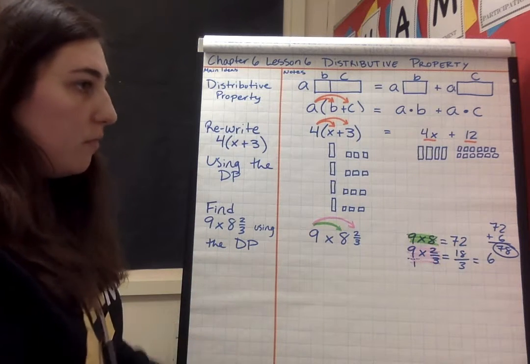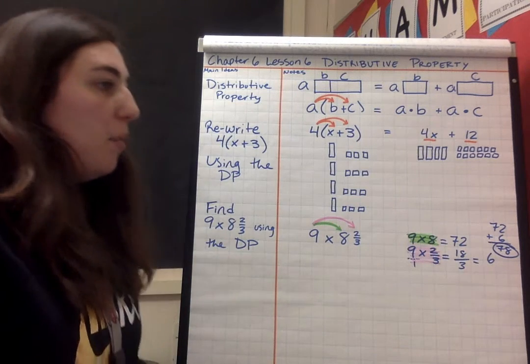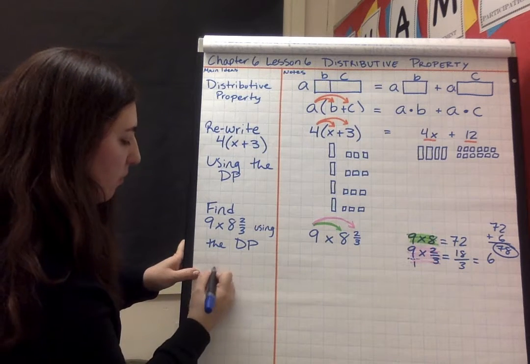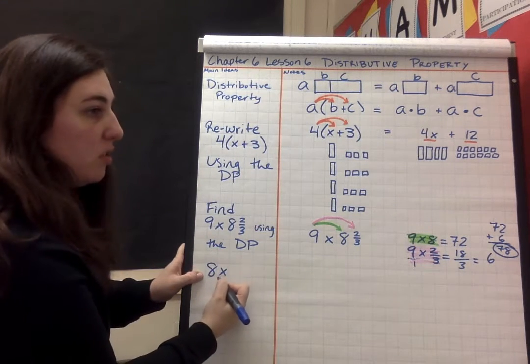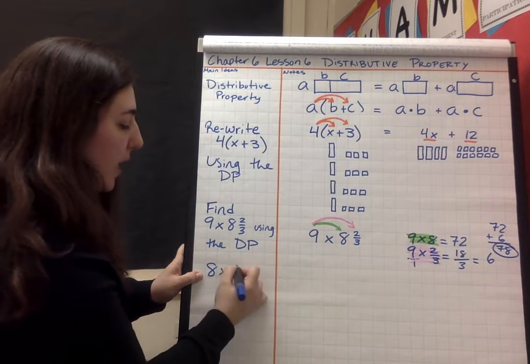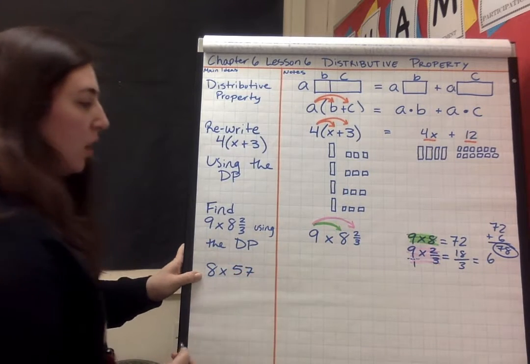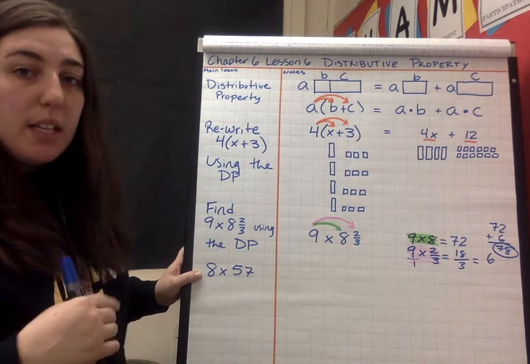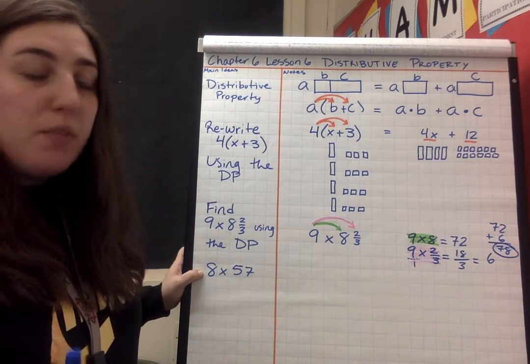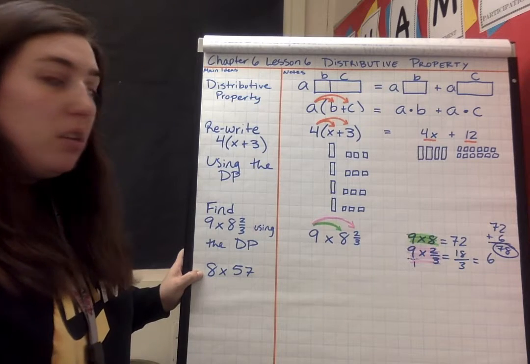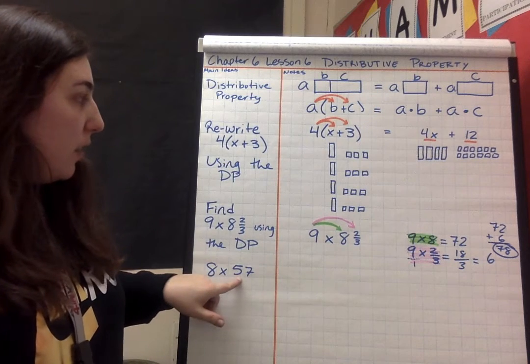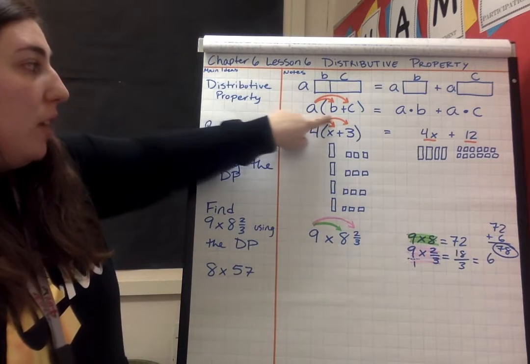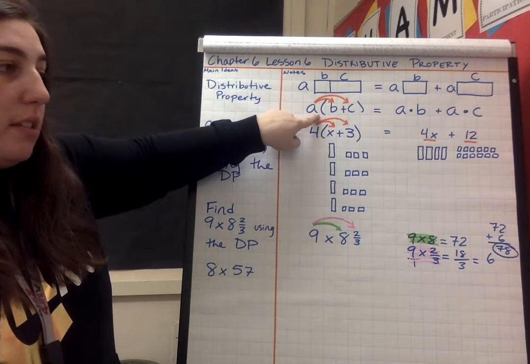Okay, so next example, we are going to use the distributive property to multiply 8 times 57. So it's a similar example to this, but now we have a whole number. And instead of just multiplying 8 times 57, what we're going to do is break up the 57 so that our form, the way we write it, can look really similar to this.